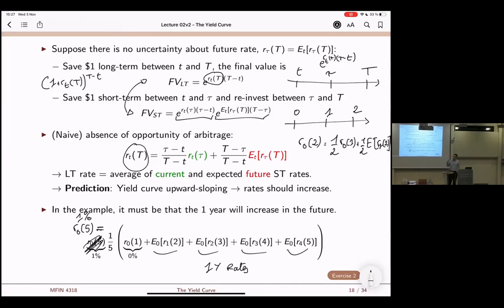So what does it say? It says that if the long-term rate, the 5-year rate, is higher than the short-term rates, it must be that the 1-year rates will increase in the future, right? They're going to fill this gap between the long-term rate and the short-term rate.